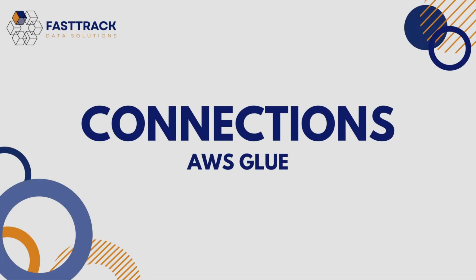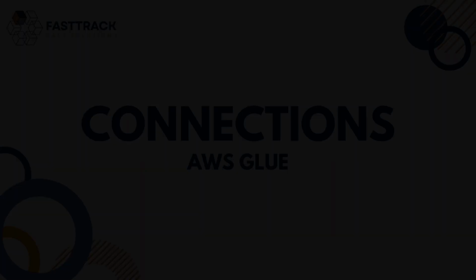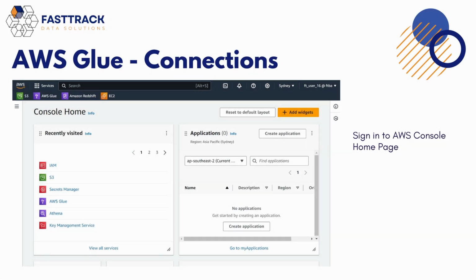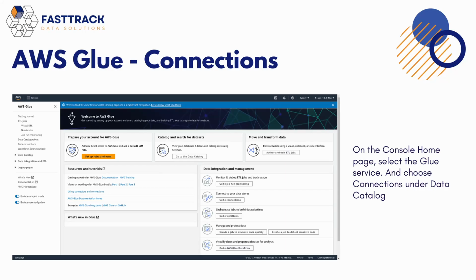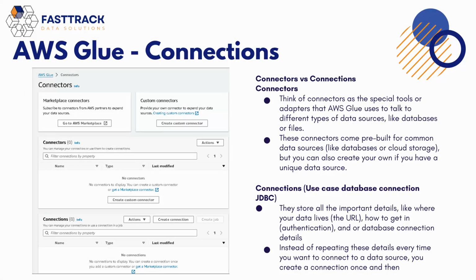Next is connections. Go back to the AWS console, then search for AWS Glue. Choose connections. Connectors are how Glue talks to data. Think of connectors as adapters or drivers that let AWS Glue communicate with different data sources. Pre-built connectors exist for common sources like databases, S3, and cloud services. You can also create custom connectors for unique or unsupported data sources.